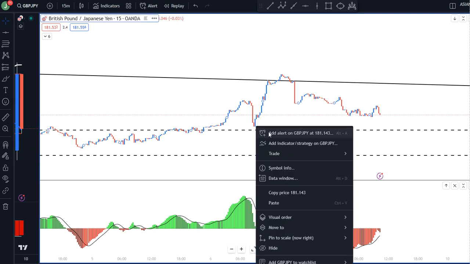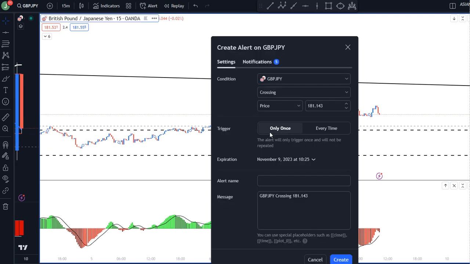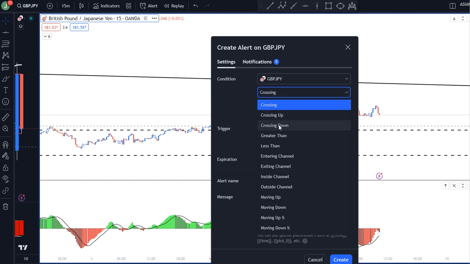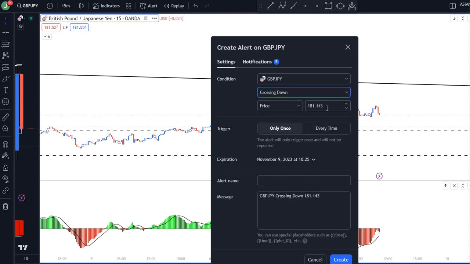And in my alert box, since price is moving down, I'm going to say crossing down. As price crosses down, this is the price point area. I want to be alerted because that's going to be my potential area for a buy. So every time price hits this price point, I want to be alerted.